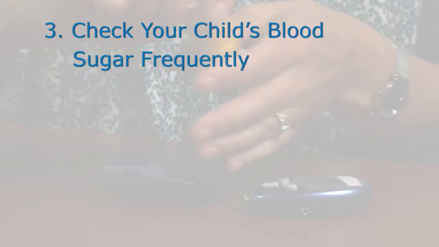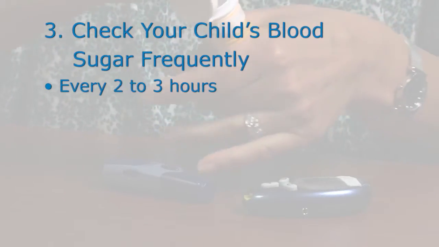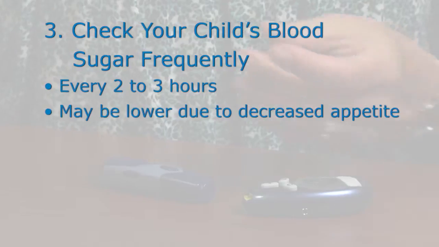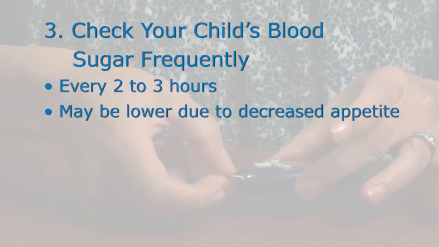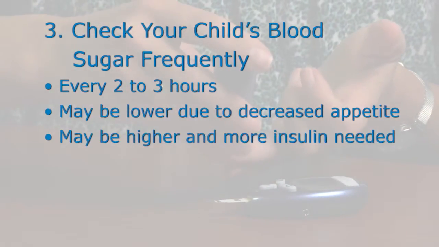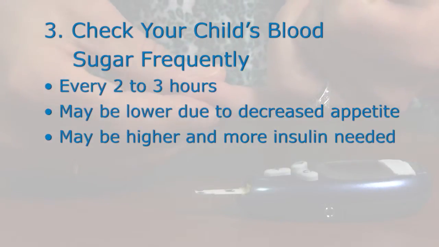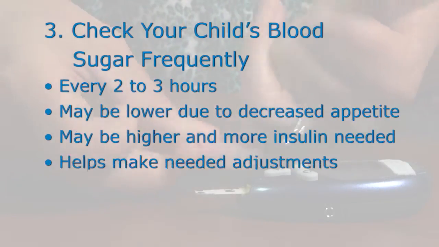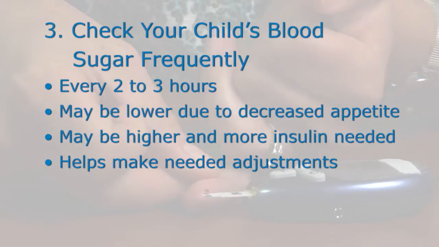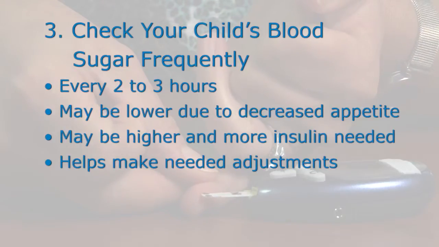On a sick day, test blood sugar every 2 to 3 hours. Blood sugars may be lower than usual due to a decrease in appetite. Blood sugars may also be higher than usual and require additional insulin correction doses. Frequently testing the blood sugar will help you make the needed adjustments.